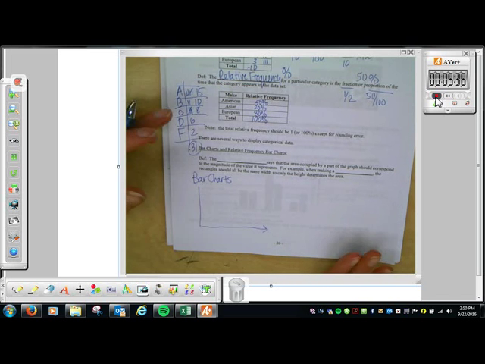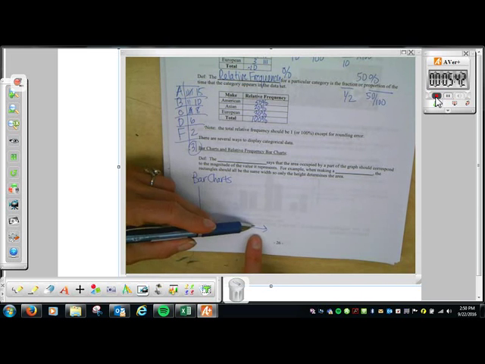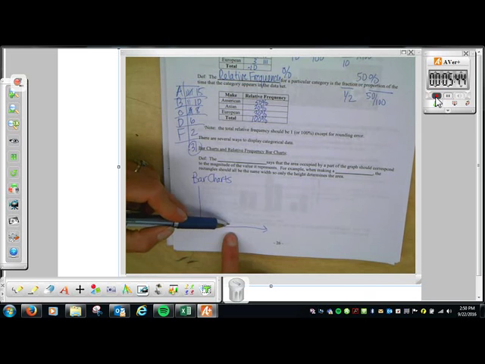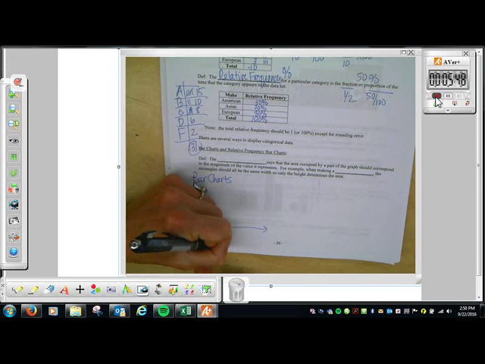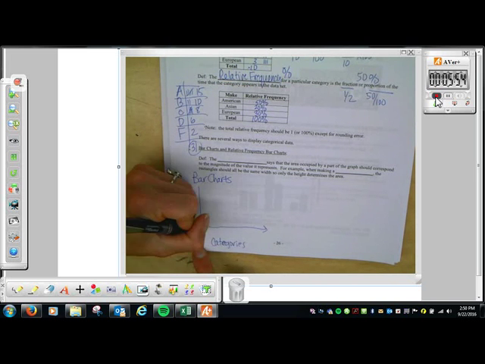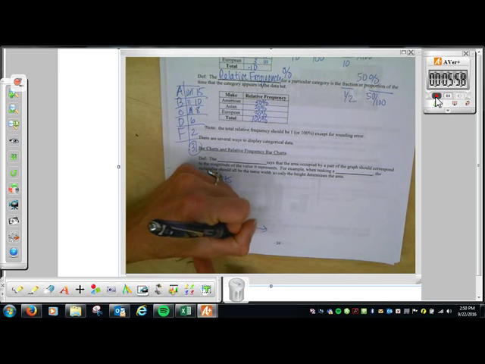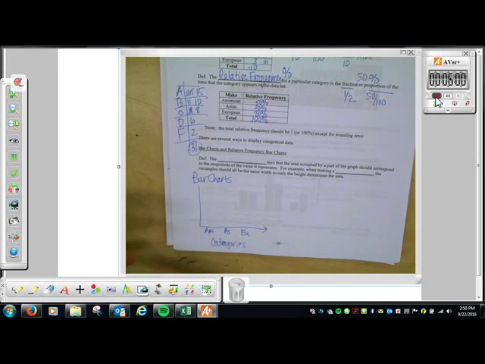We could have the bars in any order, and it would be the same graph. So I don't have to do American, Asian, European. I could put European first, and American here, and Asian here. So there are 3 separate bars, but the bottom is where the categories are. So our categories go along the bottom. We want to label them: American, Asian, and European. Okay, so we want to label them somehow.